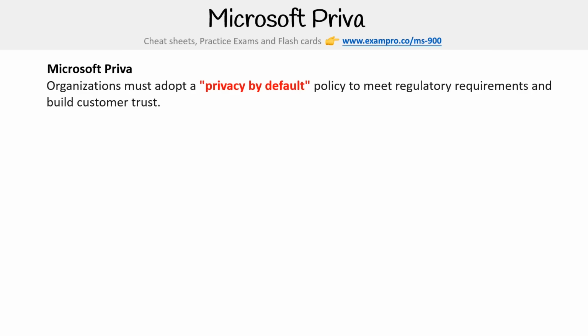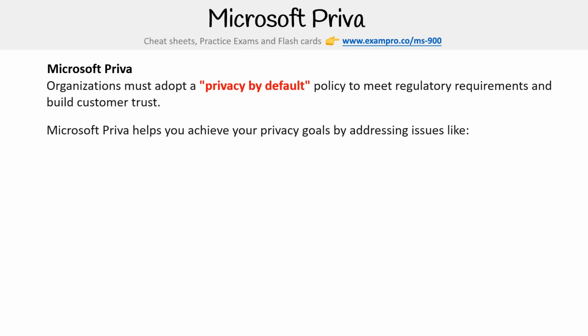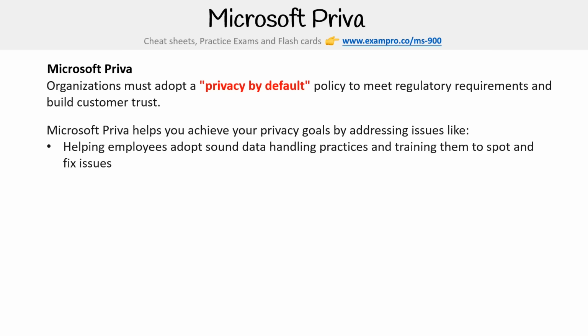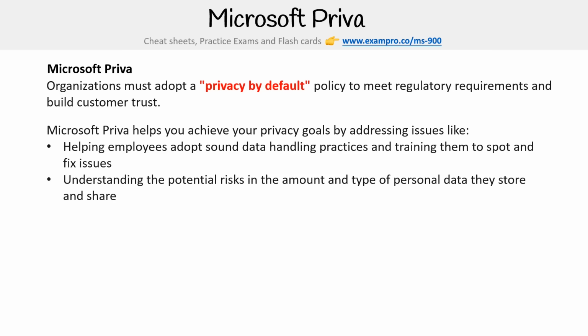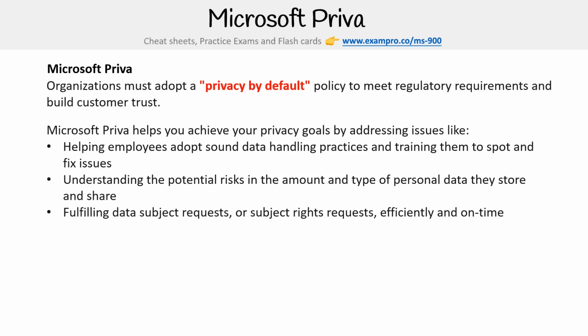Hey, this is Andrew Brown from ExamPro, and we're taking a look at Microsoft Priva and privacy risk management. So, organizations must adopt a privacy by default policy to meet regulatory requirements and build customer trust. Microsoft Priva helps you achieve your privacy goals by addressing issues like helping employees adopt sound data handling practices and training them to spot and fix issues, understanding the potential risks in the amount and type of personal data they store and share, and fulfilling data subject requests or subject rights requests efficiently and on time.